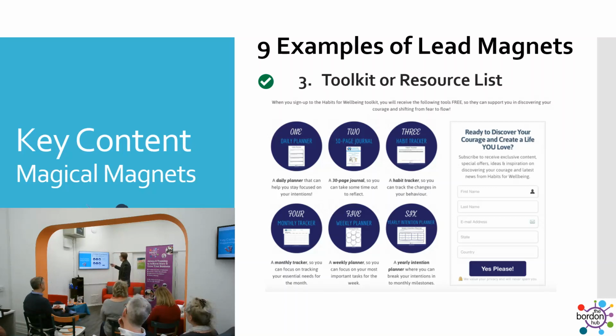Here, they give you 6 things. They're kind of like 6 mini lead magnets. You get a daily planner, a 30-page journal, a habit tracker, a monthly tracker, a weekly planner, and a yearly intention planner. Okay? And that would be a great lead magnet for you.